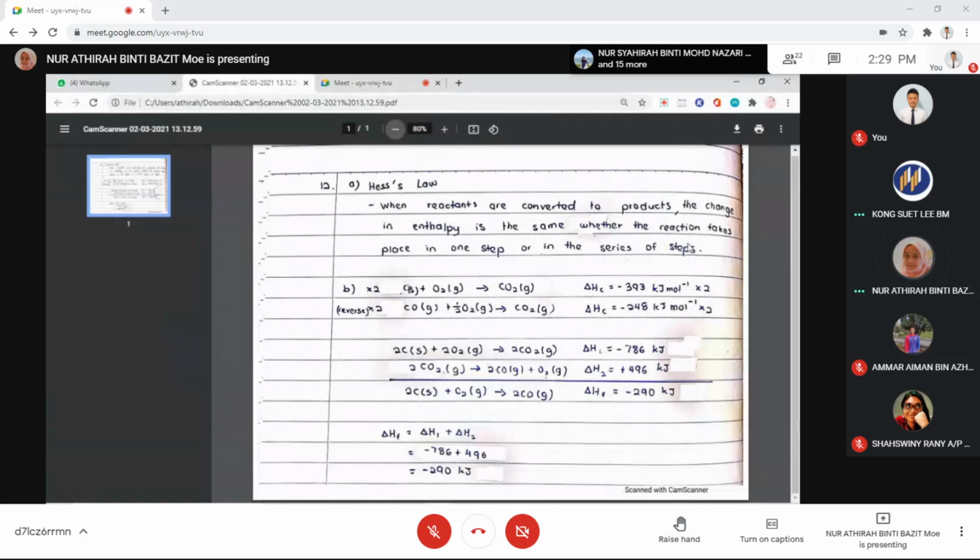Can you see my screen? Yes, very clear. Good. Okay.